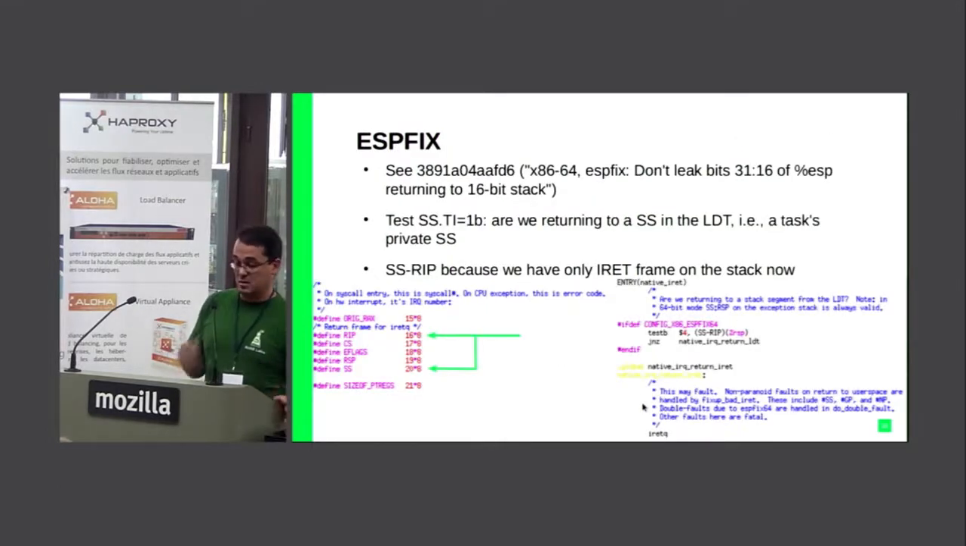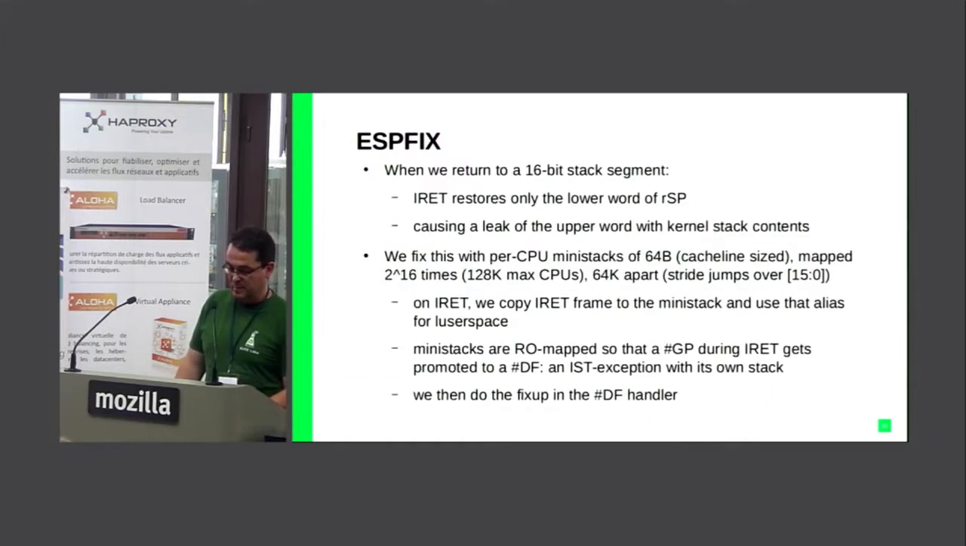On there, and this is another funny thing that's called ESP fix. That's a workaround for a hardware problem, or maybe not a problem, but the hardware designers didn't think about it at the time. What happens is, when we return to a 16-bit stack segment, so you execute a syscall and then you return to a legacy process in user space, IRET restores only the lower word of the stack pointer, only the first 16 bits.